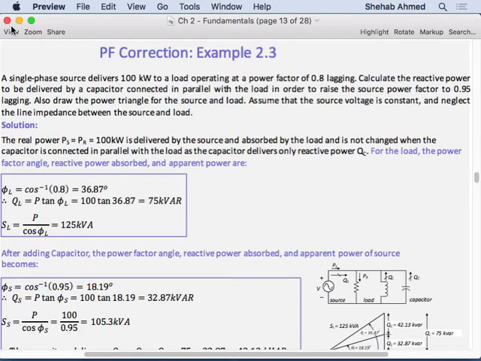So how do you do the calculation? Let's see what else they ask for. Also draw the power triangle for the source and the load. Assume that the source voltage is constant and neglect the line impedance between the source and the load. So we did not consider an impedance between the source and the load. We just drew as if the load is directly connected to the source. Why did we assume that the reactive power is constant? Because the load is fixed. The load did not change.